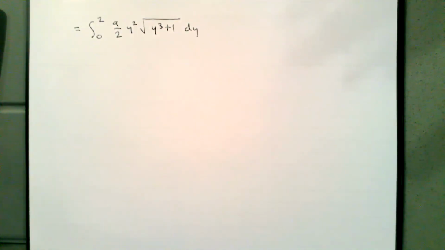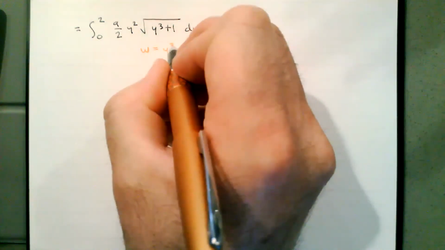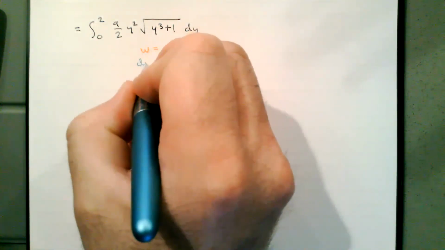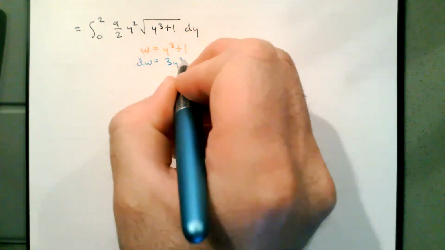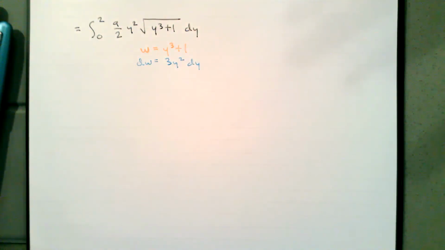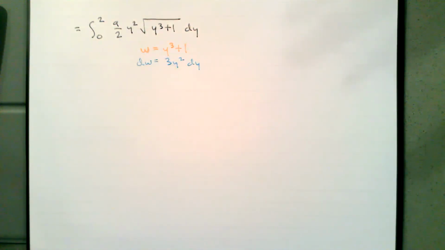So now we can evaluate with substitution. We didn't have this option before. We can set w to be y cubed plus 1 and dw will be 3y squared dy. We didn't have this option before because we didn't have the y squared on the outside. We just had the x. But once we integrated with respect to x, we ended up with an x squared. We plugged in a y.